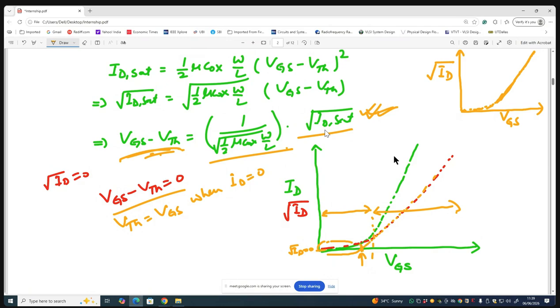Now at the x axis the value of current is 0. Now when you put the value of current 0 in this equation, we get VGS minus VTH is equal to 0. What does it imply? That VGS is equal to VTH. What does it mean? That the value of VGS for which the square root of ID is 0, when you extrapolate, that value of VGS is actually the threshold voltage. Do you agree? Yes, sir.